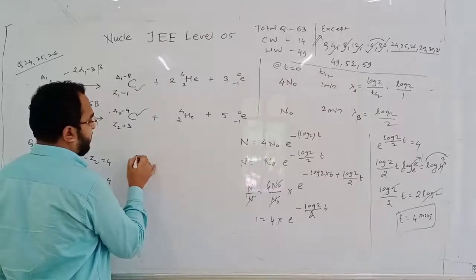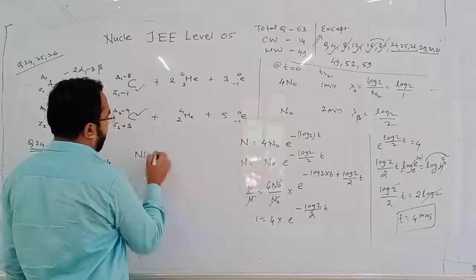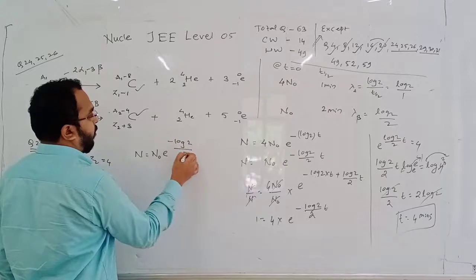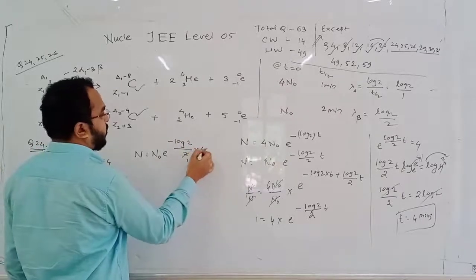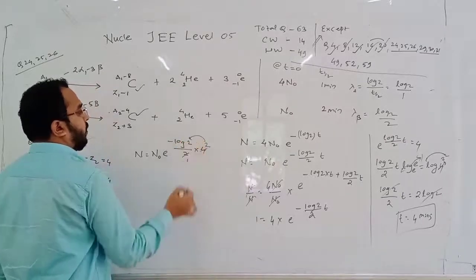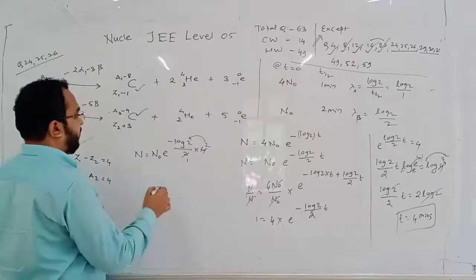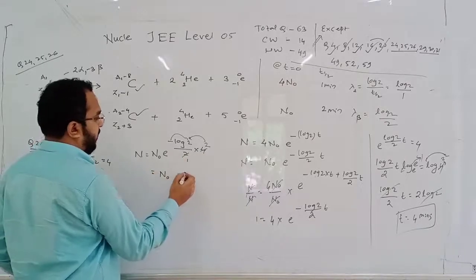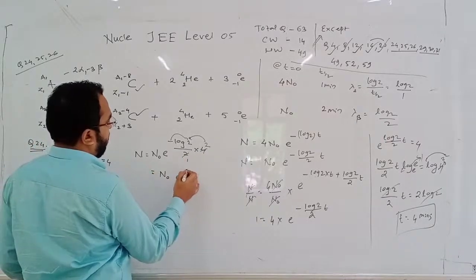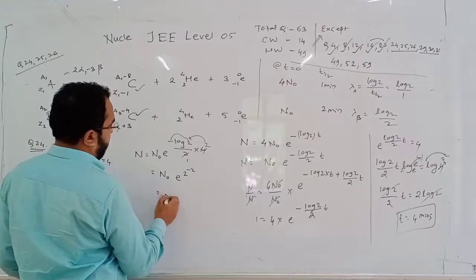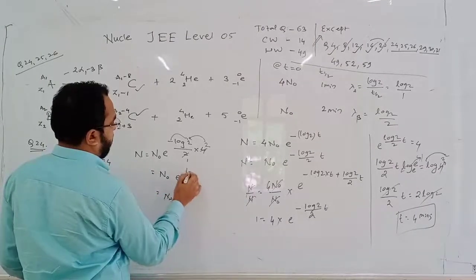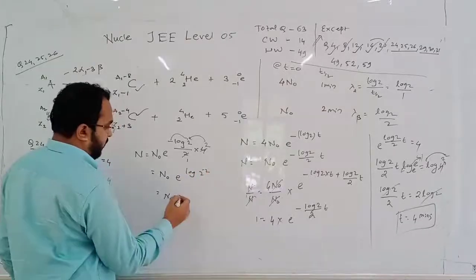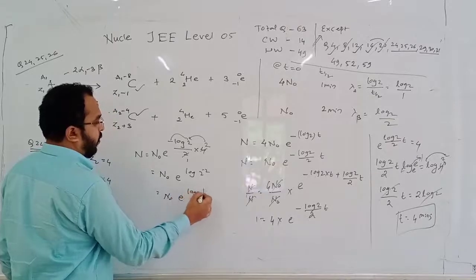In any one of the equations you can substitute. Here I will substitute n is equal to n naught e to the power minus log 2 upon 2 into 4. 2 ones are 2, 2 to the 4. This 2 will go as alpha, and this minus sign will also go, so it will become n naught e to the power 2 to the power minus 2. 2 to the power minus 2 is nothing but 1 upon 4. So it will become log 1 upon 4.